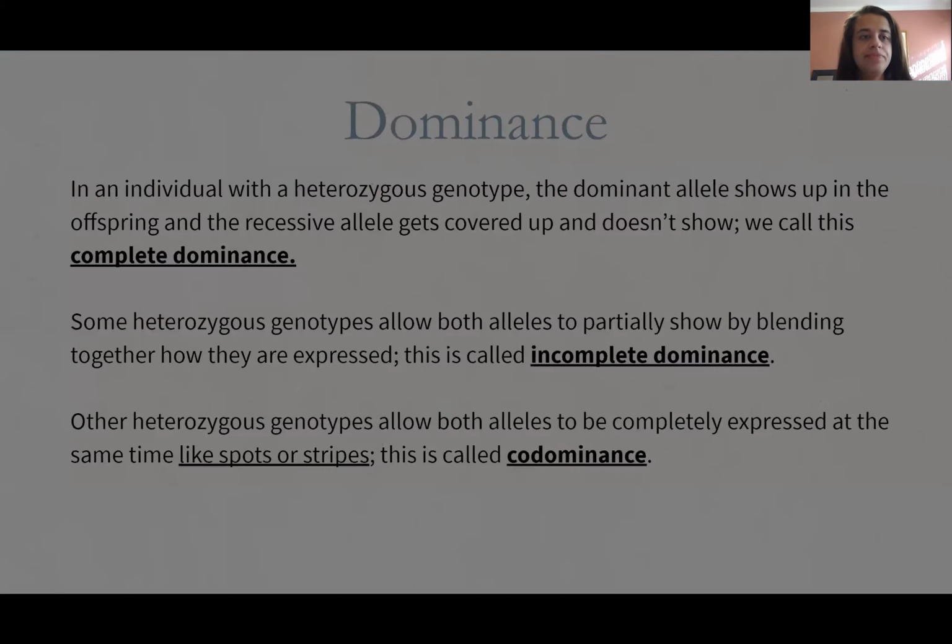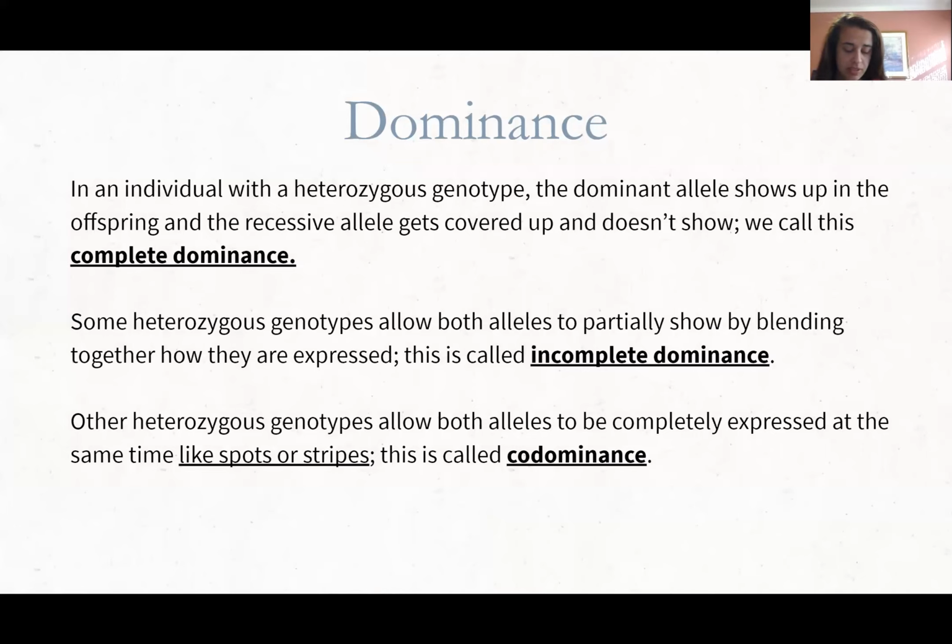So let's get started. Talking about dominance, we can be talking about different types of dominance. When the dominant allele shows up in an offspring and it automatically covers up the recessive allele, meaning the recessive allele isn't showed at all, that is known as complete dominance, because the dominant allele is taking over and is the only phenotype being expressed. There's also something known as incomplete dominance. This is in heterozygous individuals, and this is when they're blended together.